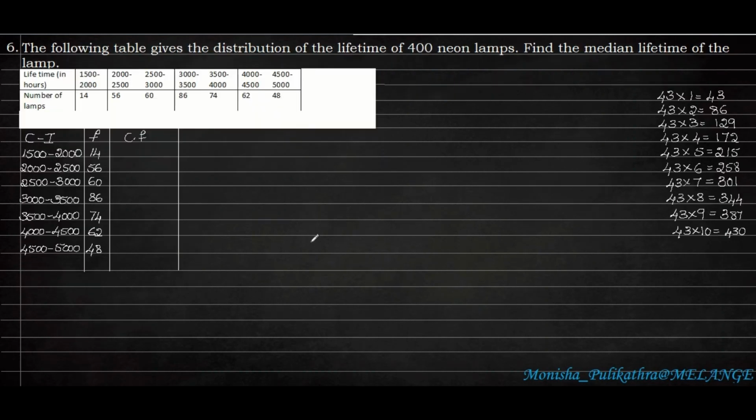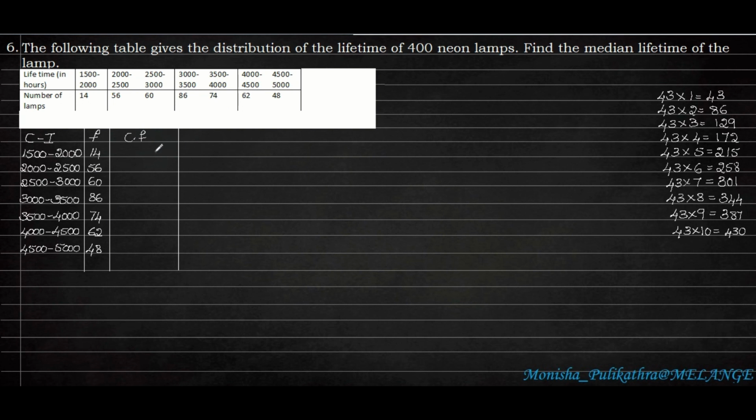Moving on to the sixth question. The sixth question is, the following table gives the distribution of lifetime of 400 neon lamps. Find the median lifetime of the lamp. We have to find out the median lifetime of the neon lamp. I have written here the class interval and the frequency. The third column we have to find out the cumulative frequency.